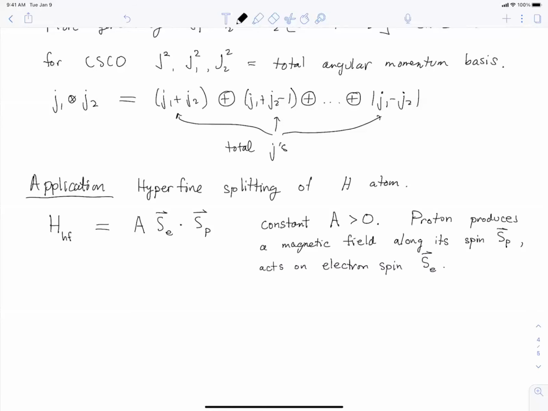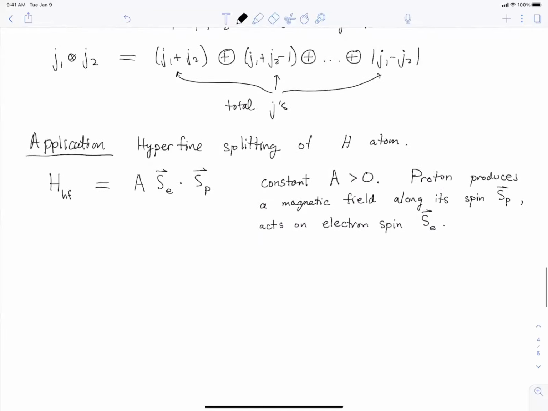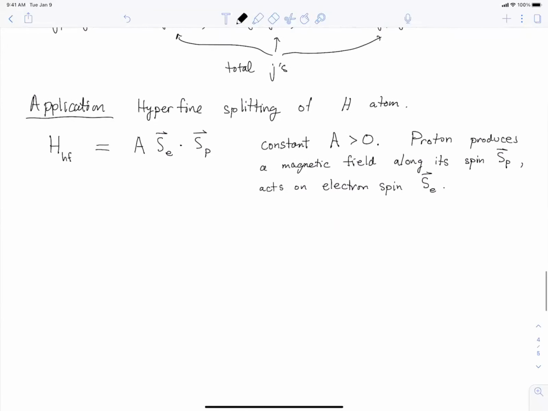And the Hamiltonian has to be a scalar quantity, so I can't take the cross product. And so the only thing it could possibly be is the dot product of those two spins. And then you just have to figure out what the number A is. Okay, so let's figure out what this Hamiltonian does to the states of the hydrogen atom that we've already considered.